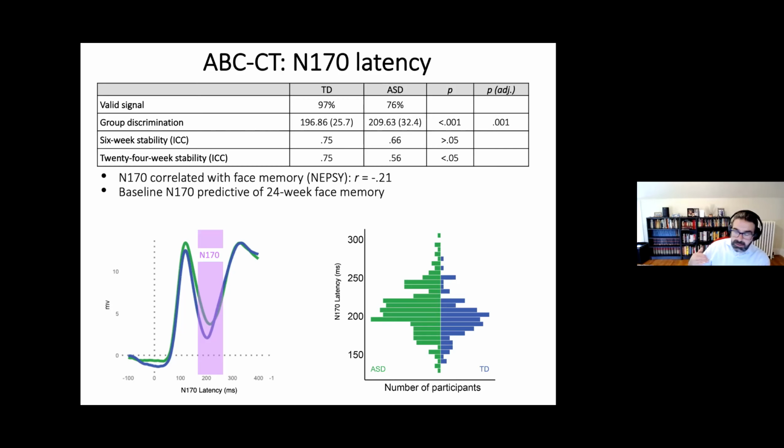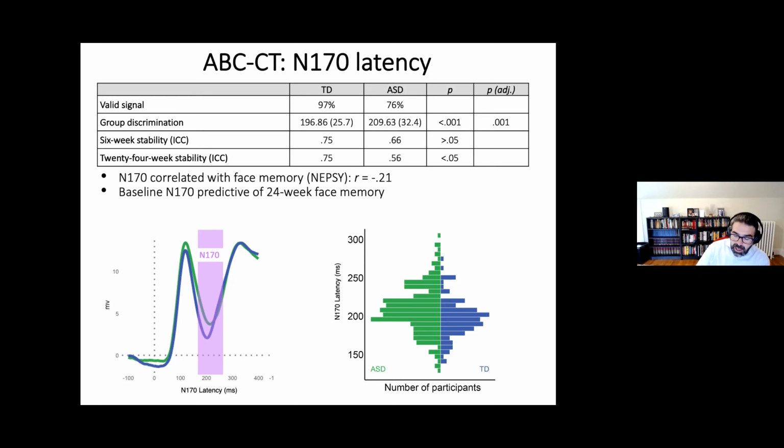We also see the kinds of things we've seen before: the N170 is associated with face memory. And we saw some predictive value, that your N170 today tells me something about what your face recognition skill is going to be like in 24 weeks. So this is important. This is a high profile replication of a neuroscientific finding in autism, which doesn't happen all the time.